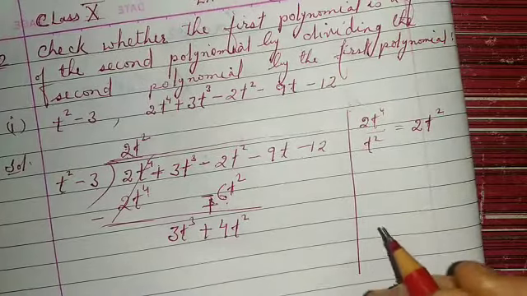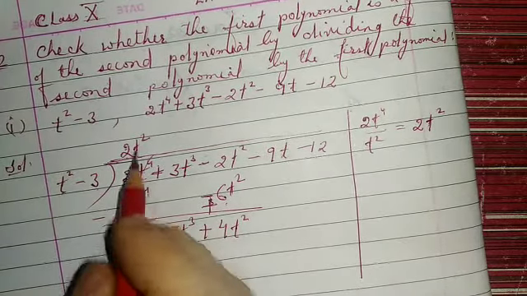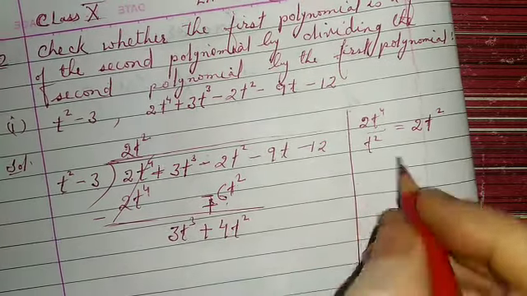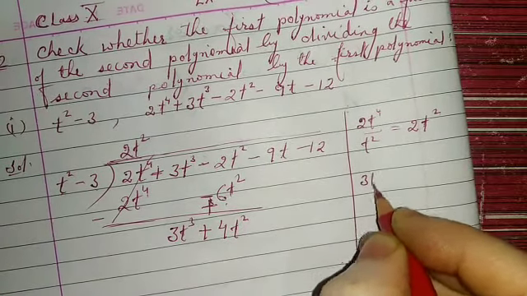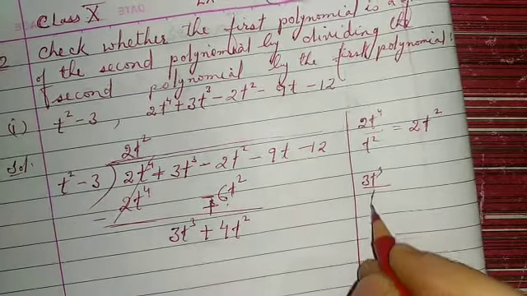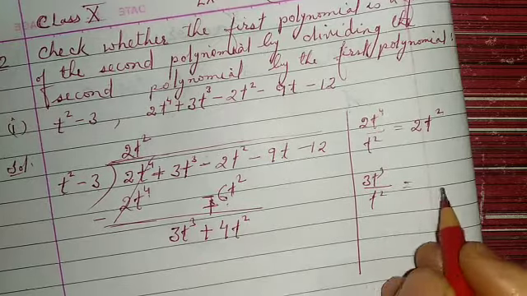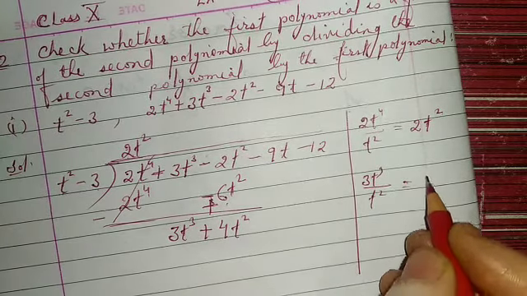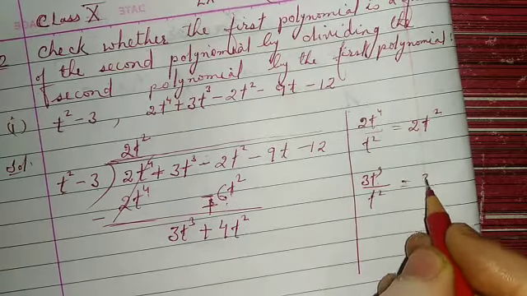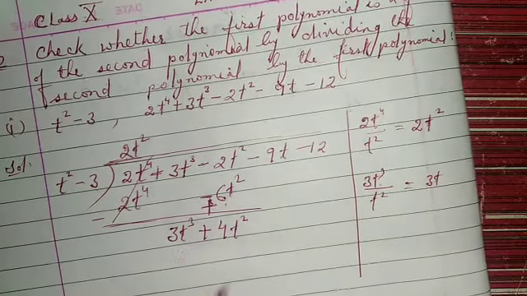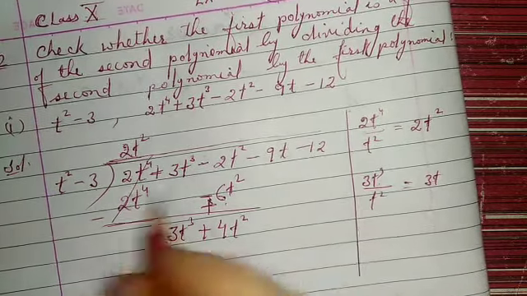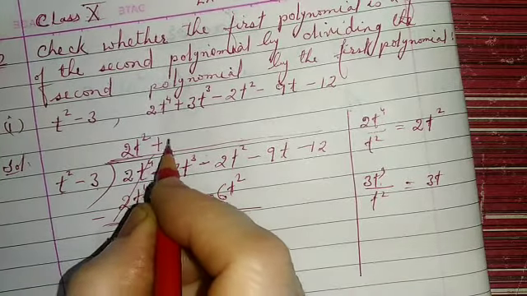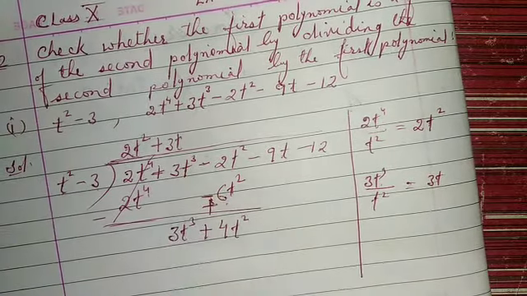Now what will be the next term of the quotient? Again do it the same way. 3t cube divided by t square. Then this will be equal to 3t, only 3t is left, and this is positive. So write here plus 3t.